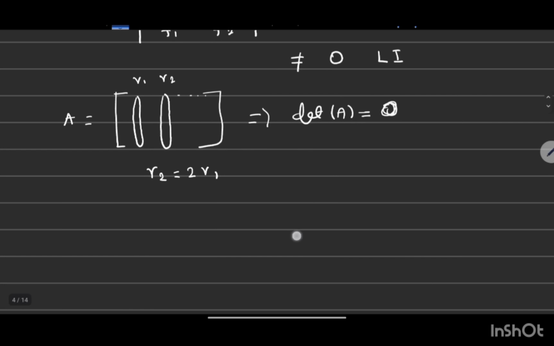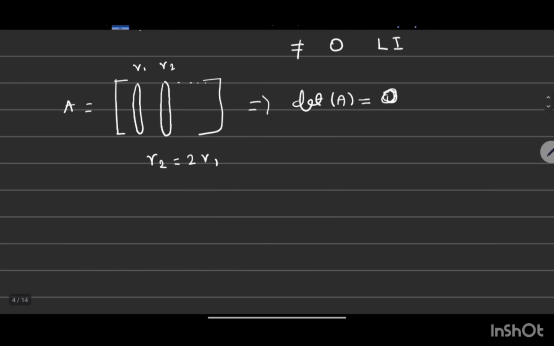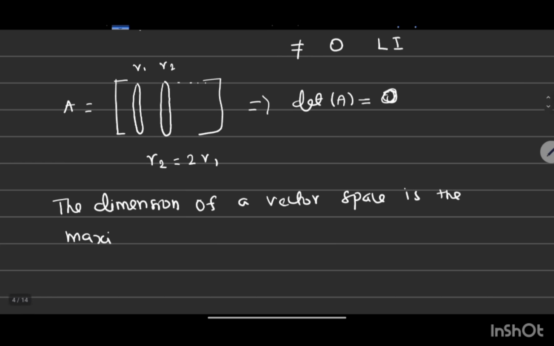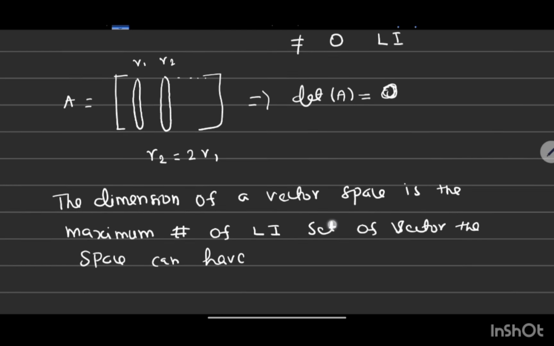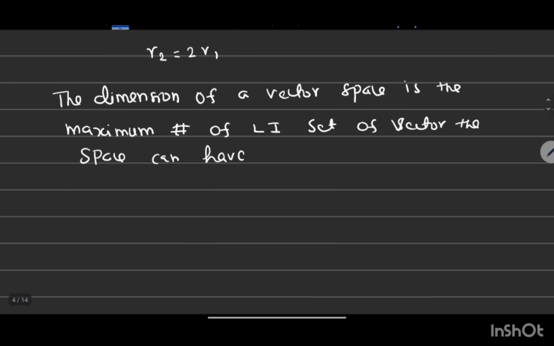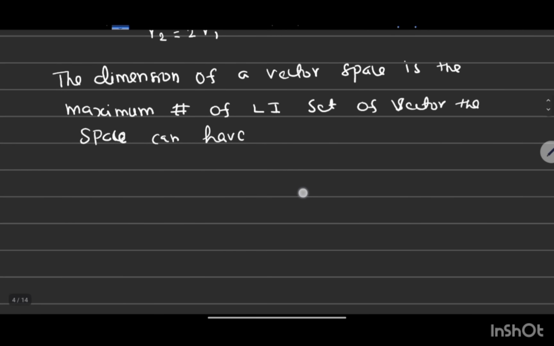Okay, now what is the dimension of the vector space? The dimension of a vector space is the maximum number of linearly independent vectors the space can have. So this is called the dimension. Next we will see what is basis.